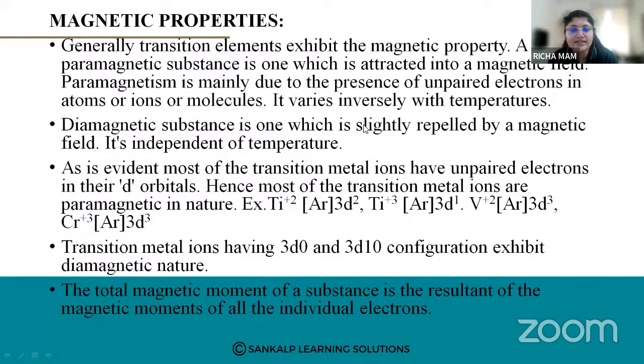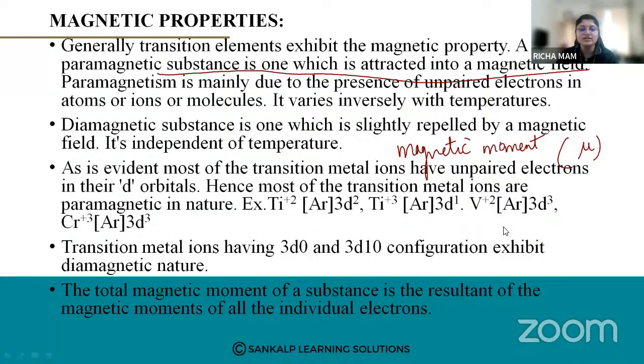Hence these are attracted by the external magnetic field. So paramagnetic behavior is attracted to the external magnetic field. How is it measured? It is measured in terms of magnetic moment, which is given by mu. What is the unit? The unit is Bohr magneton.